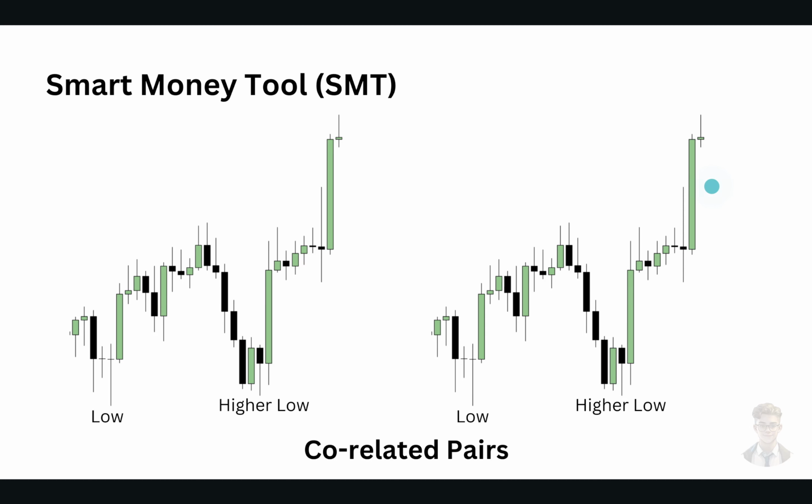The second thing is understanding SMT divergence, or smart money tool divergence, which also plays a key role in my trade setups. When you have correlated pairs, which simply means, let's say, Bitcoin and Ethereum, Euro and GBP, or Nasdaq and S&P 500, these are correlated pairs. Generally, if Bitcoin is making a low and then a higher low, Ethereum will also make a low and a higher low in that respective time frame.